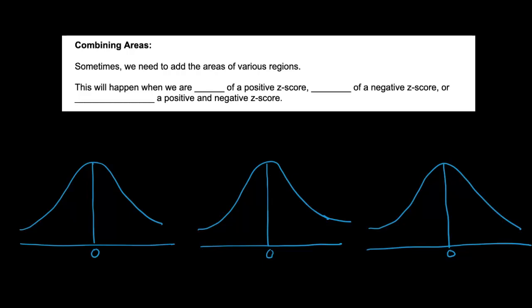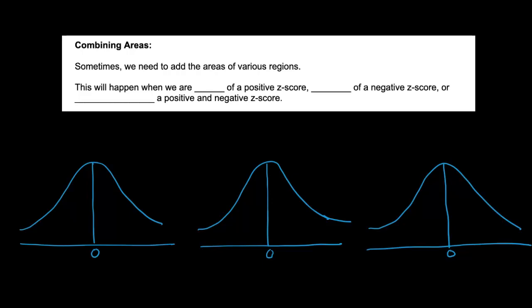In this video, we're going to focus on some problems where you have to find the area under the standard normal curve, and the problem requires finding the total area by combining two different areas. And I'll give you some examples. There's three different scenarios where this would happen.